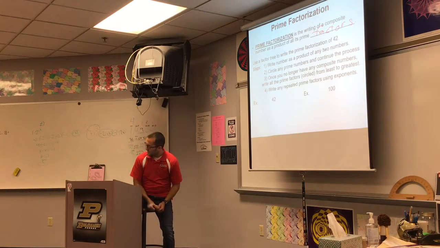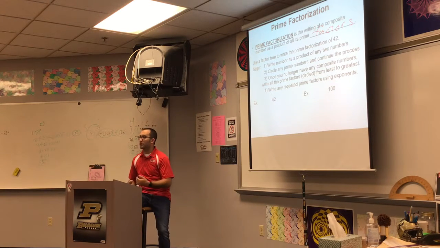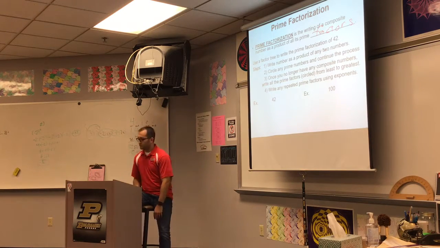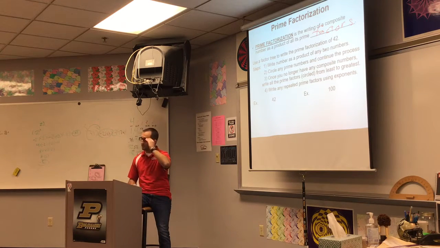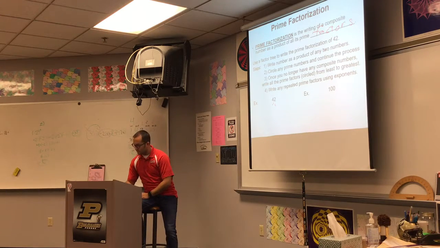Alright. We're going to use what's called a factor tree to write the prime factorization of 42. Okay? So factor trees. You may recognize this once we start. The first thing we want to do is write this number as a product of two factors. So what two numbers will go into 42? 6 and 7. Okay? And then we want to circle any prime numbers. Do you see any prime numbers? 7 is a prime number.